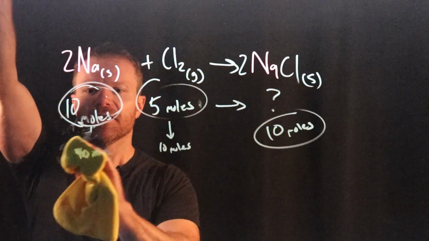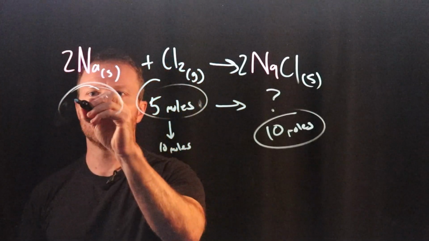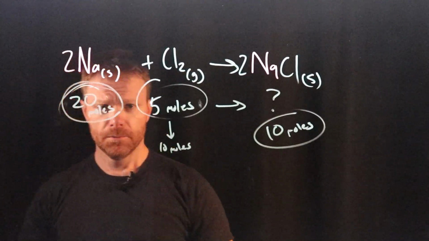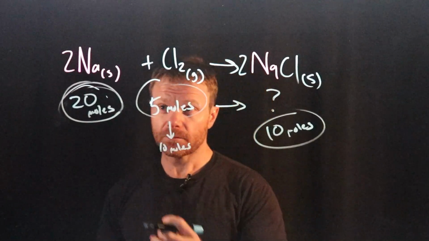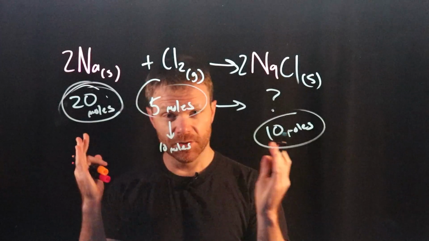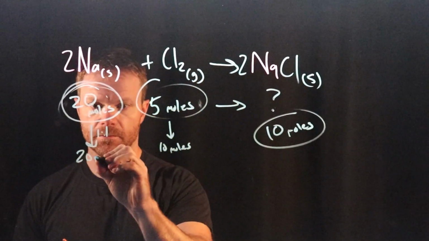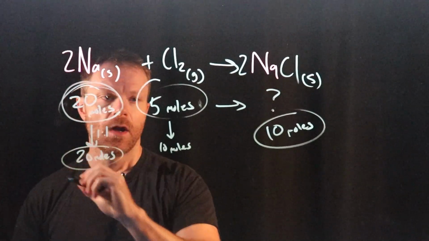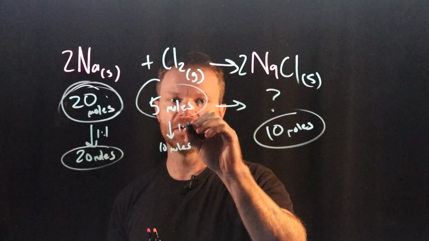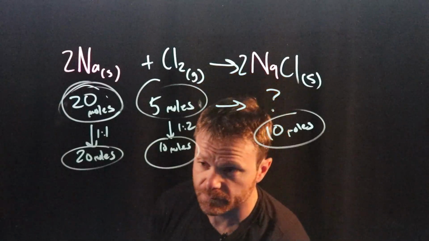example. Let's say this time we have 20 moles of sodium. Keep increasing it. Well, 20 moles of sodium would make 20 moles of sodium chloride because that ratio is still 1 to 1. And our ratio of chlorine to sodium chloride is still 1 to 2, so 5 moles of chlorine is still going to make 10 moles of sodium chloride.